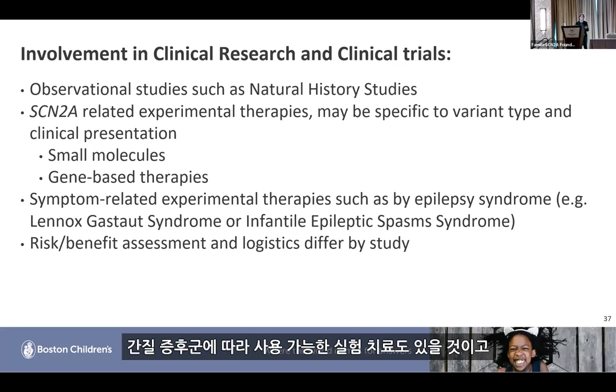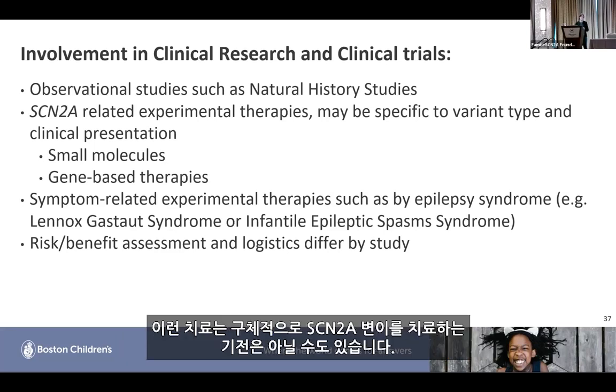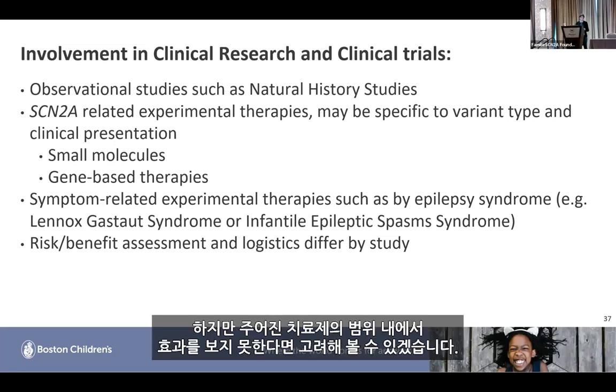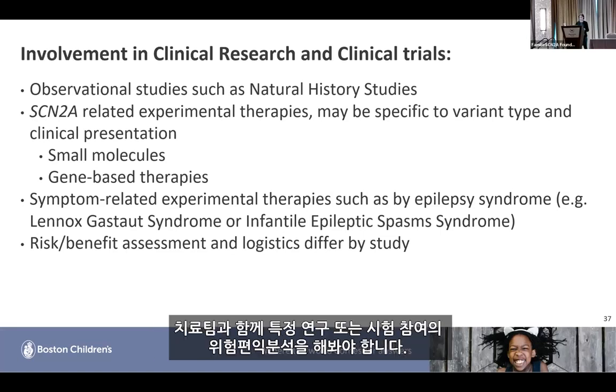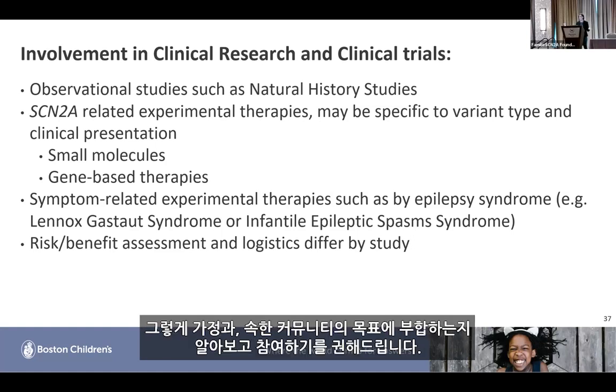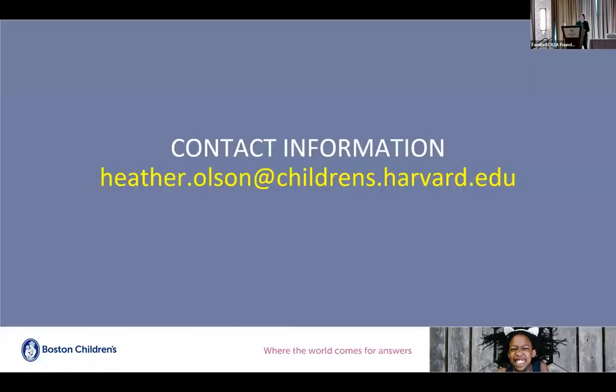There may also be experimental therapies that are available based on epilepsy syndromes and not necessarily specific to SCN2A that you might be looking into. So if your treatment paradigm is not working, it's something you can consider talking to your team about, and important to look at risk-benefit assessment and logistics for each particular study and or trial as it relates to the goals for your family and for the community. Happy to answer more questions. Thank you for having me.